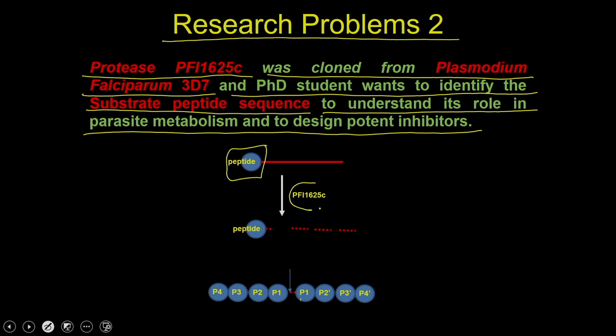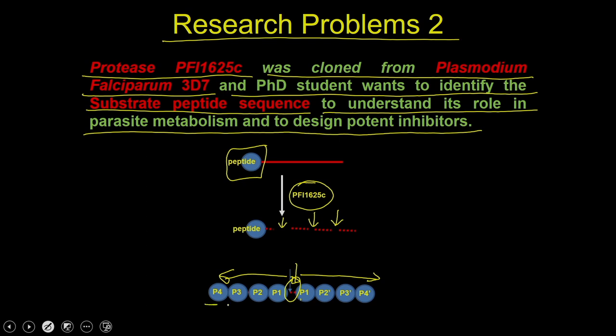If you incubate this peptide sequence with the protease like PFI1625C, the peptide is going to be broken down into multiple pieces, and what you could understand is that it is not non-specific. It is cutting at a very specific point. What is the specific point? In a typical protease, when you have a cutting site, the 4 amino acids on the right side as well as the 4 amino acids on the left side are responsible for the protease to recognize the cutting site.